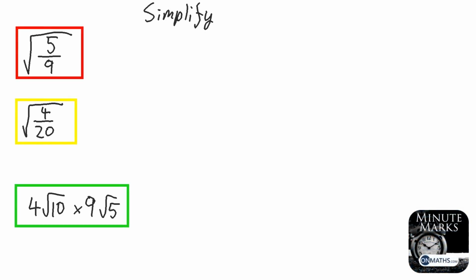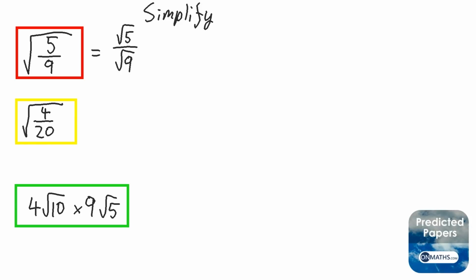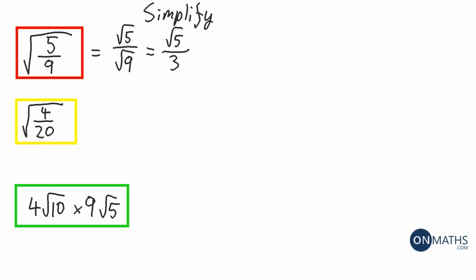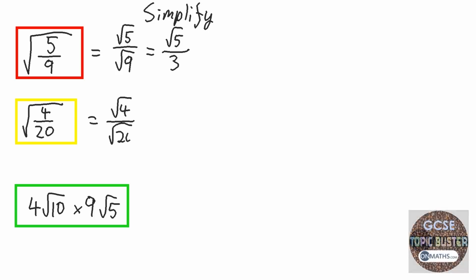Okay, now one of the other rules with surds is if you've got a square root in a fraction, you can just root the top and root the bottom. So if you've got a square root in a fraction, just root the top, root the bottom, and that's absolutely fine. So root 5 stays at the top because that's a surd, but root 9 is 3. There we go. Next one becomes root 4 over root 20.